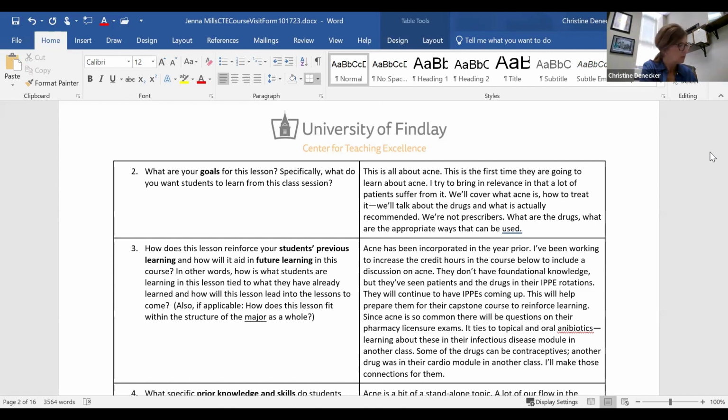It also helps demonstrate her disciplinary expertise. Yep, I agree with that. So I don't know, let's see. We might be able to break it up a little bit. Yeah. Based on her response. Prepare them for capstone.